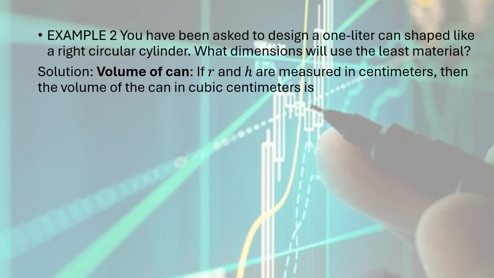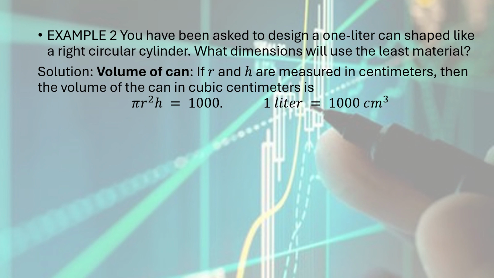Okay, so you know that volume of a can is defined as pi r square h, where r is the radius of the cylinder or of the can, and h is the height. Okay, now this volume is given, it is 1 liter, so it means 1 liter, which is 1000 centimeter cube.